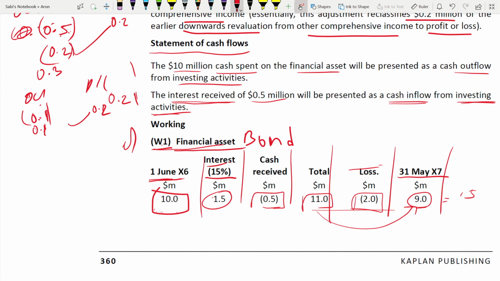So that's it for this question. We'll wrap up this question. What we have discussed: classification between equity and debt, first requirement. Second, financial asset, the shares. It's a financial asset, equity instruments, right? And the third one is a financial asset which is a debt instrument and which is impaired. So these are the three things which we have covered in this question.